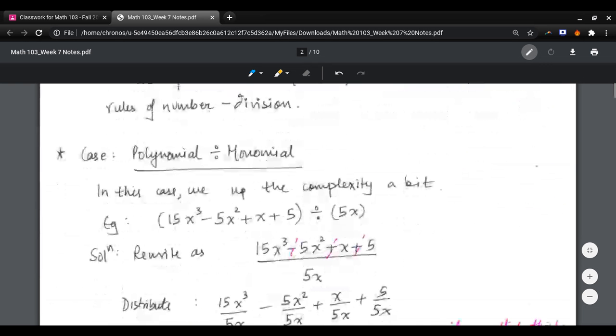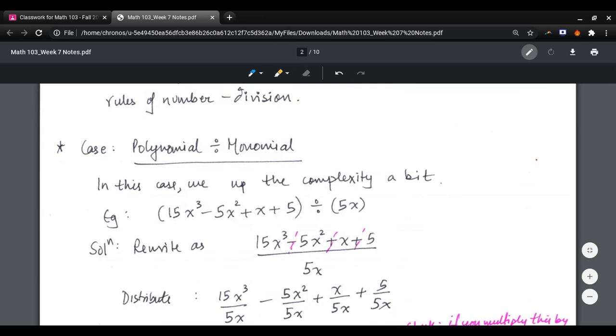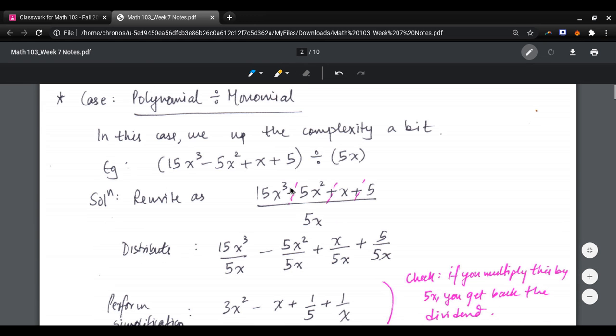The next case is polynomial divided by monomial. So let's up the complexity a bit. You're dividing 15x cubed minus 5x squared plus x plus 5 by 5x. We rewrite it as a fraction, and you can distribute along the signs, so they become individual terms. Now, this is the opposite operation of, this is opposite to combining.